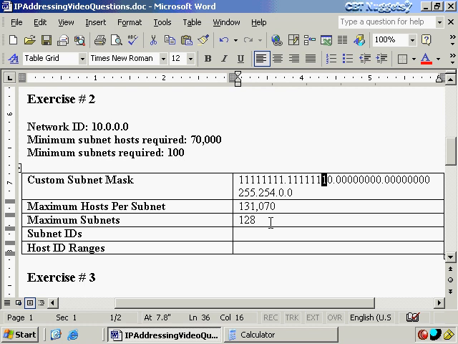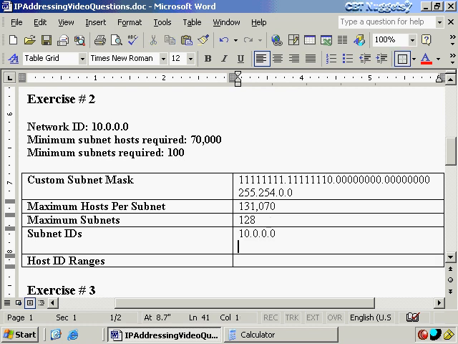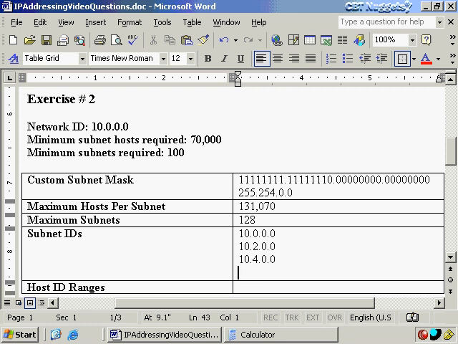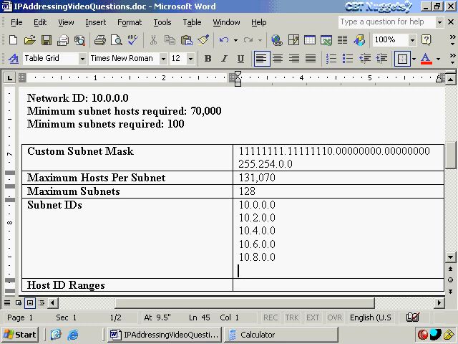So 10.0.0.0 would be our first subnet ID. The next one in increments of 2 would be 10.2.0.0. Next would be 10.4.0.0, 10.6.0.0, 10.8, and you get the idea here, .0.0, and then I'm just going to put in a few dashes here to represent, and so on and so forth.